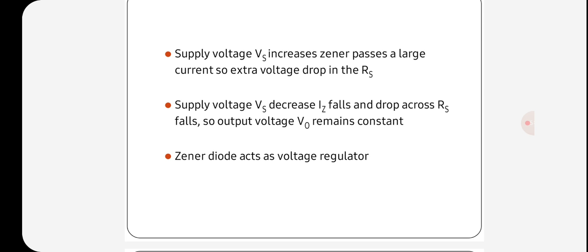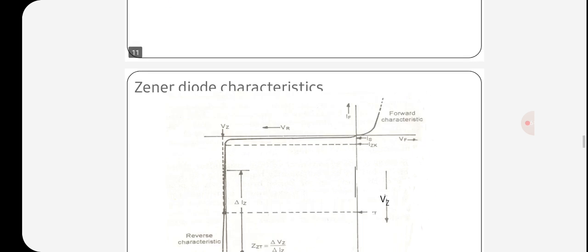So supply voltage Vs increases, Zener passes a large current, so extra voltage drop in the Rs. Supply voltage Vs decreases, Iz falls and drop across Rs falls. So output voltage V0 remains constant. Zener diode acts as voltage regulator.